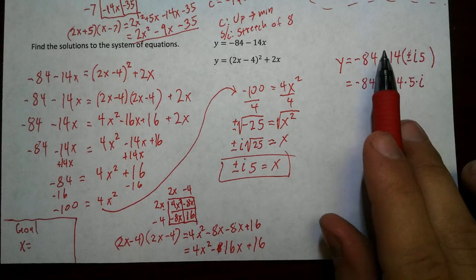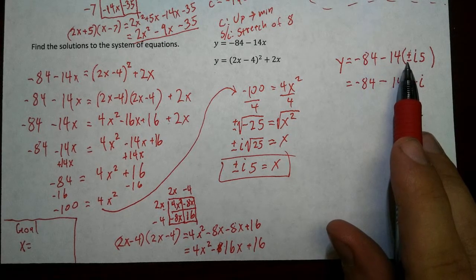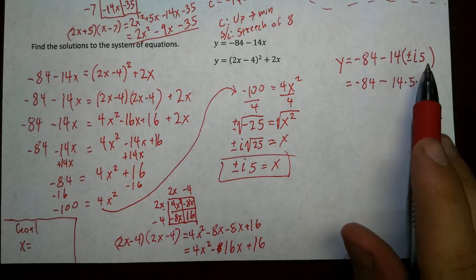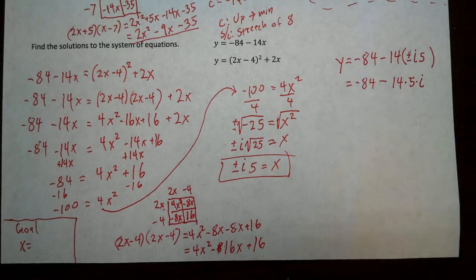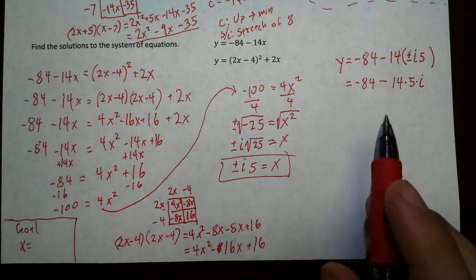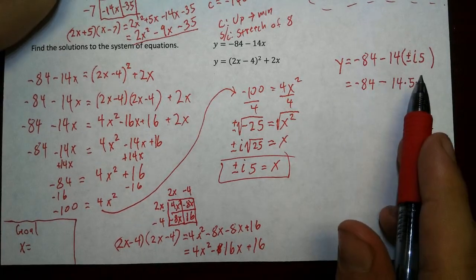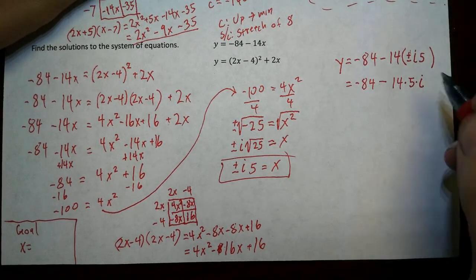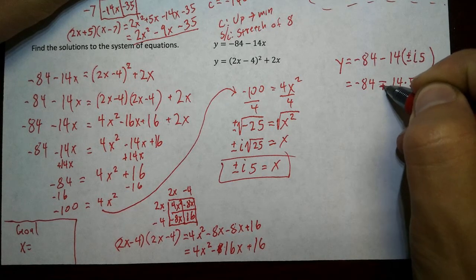Now, let's think if we do the negative times the minus term, right? So negative 14 times a negative 5i. So what's a negative times a negative? Well, that's a positive, right? So that would be a positive 14 times i5, or just a positive right there.